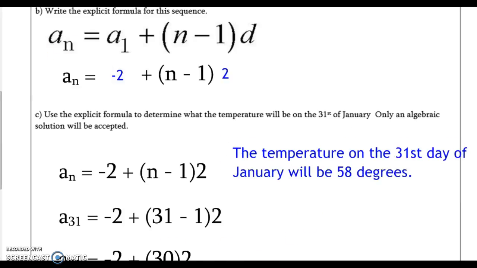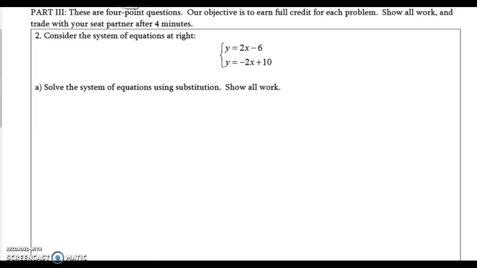All right. The next question asks us to do a substitution to solve a system of equations. And remember what substitution means. We're going to take the value of y, which is already solved for, 2x minus 6, and we're going to substitute into the other equation for the value of y. So we'll take out y and we'll replace it with what we know it's equal to.